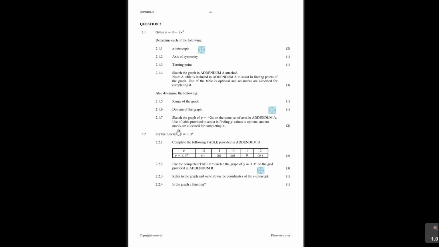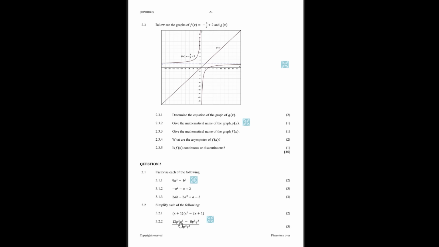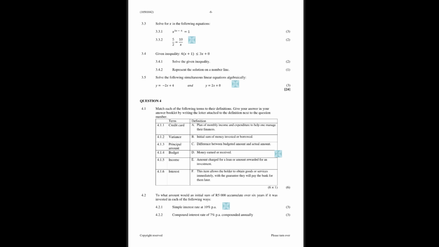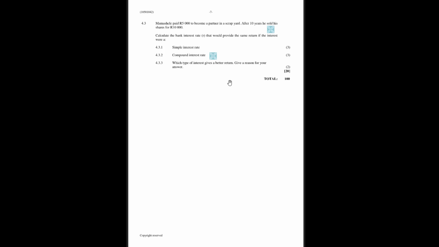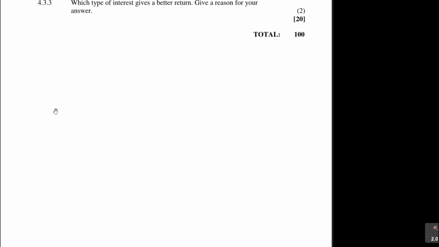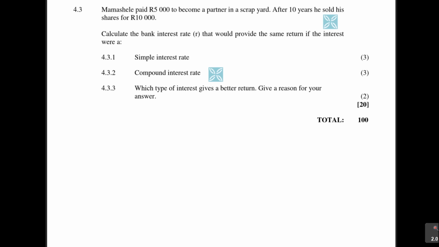It goes on to question 2. This paper goes on to question 3. It goes on to question 4. It ends in question 4. So this is out of what? It's out of 100 marks, as you can see. So this is a full paper.